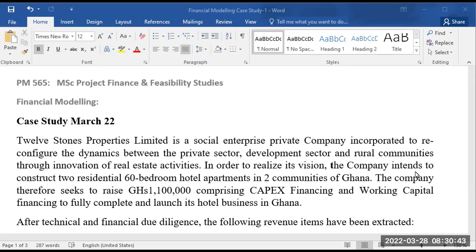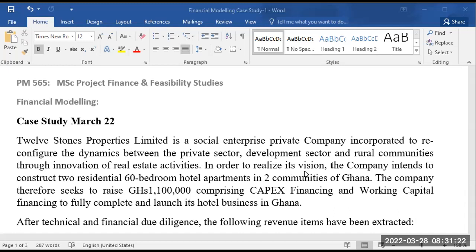During our last meeting, we considered a case study on financial modeling in project finance and feasibility studies. And this is the case study. Twelve Stones Properties Limited is a social enterprise private company incorporated to reconfigure the dynamics between the private sector, development sector, and rural community through innovation of real estate activities.